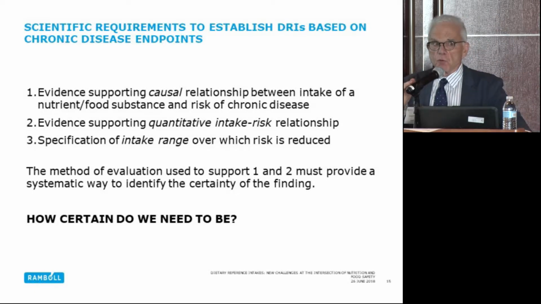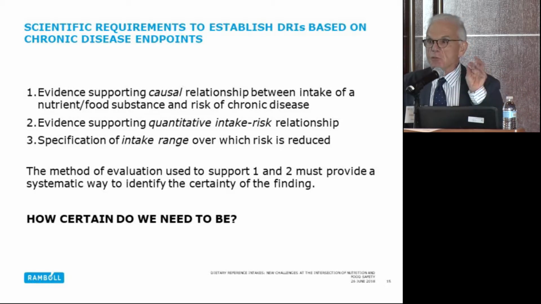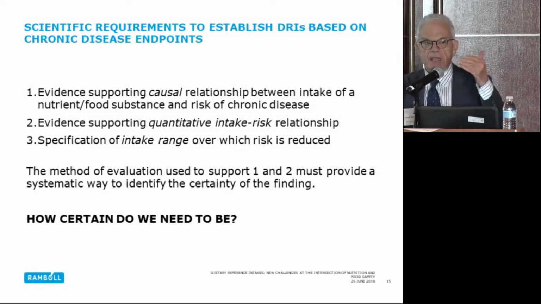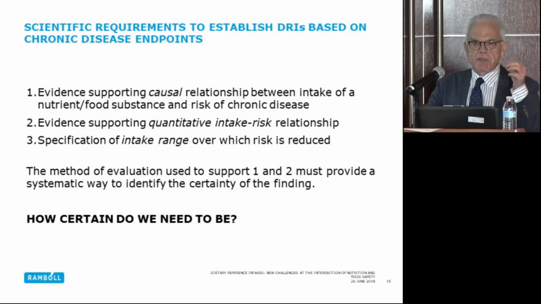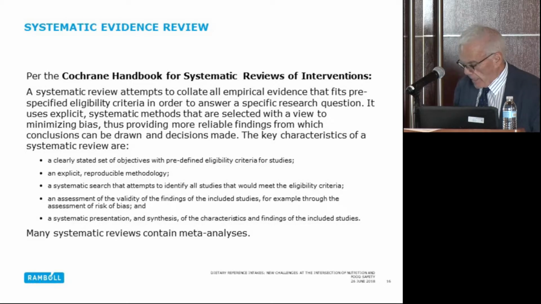So all through the options report, the question is posed: knowing that you can never have perfect certainty about any of this, how certain do we need to be to get to a chronic disease based DRI? Now, how certain you need to be is not exactly a scientific question. There's a policy component to that kind of question. But the committee was asked, nevertheless, to deal with the question: how certain do we need to be that there is a causal relationship? How certain do we need to be about the intake-response relationship? So the committee went ahead and tried to answer that question.